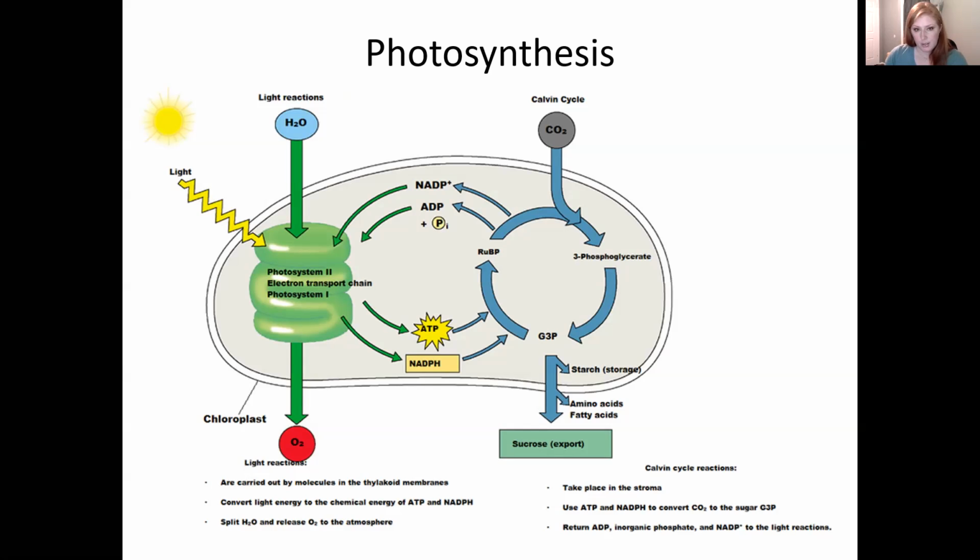The Calvin cycle uses the ATP and the NADPH from the light reactions, and it's going to convert that carbon dioxide, all those carbons, eventually to G3P, the building block for all of the other organic molecules that are going to be made in the plant. And then the ADP that's been used, as well as the NADP plus and the phosphate that was used from the ADP, all go back to the light reactions to be used in the regeneration of more ATP and NADPH. Okay.